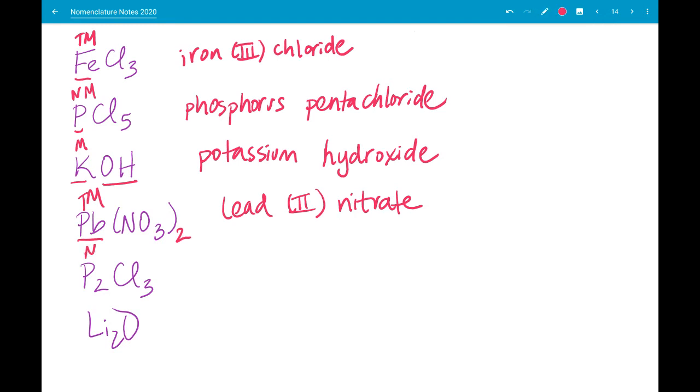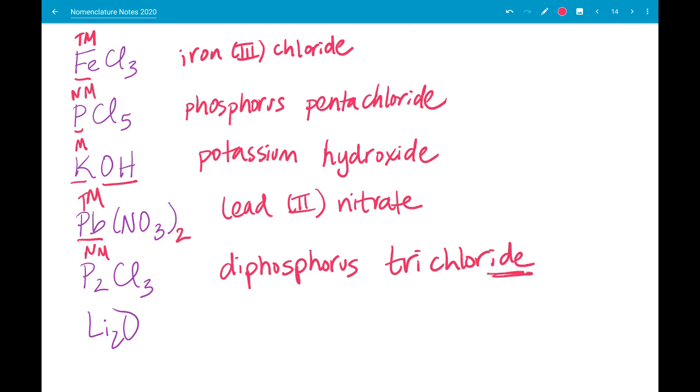Okay, next one, P. Oh, that's a nonmetal. So I need prefixes. Di means 2. So this is diphosphorus. 3 is trichloride. So you only change the ides on the second one with those covalent bonding guys. Then at Li2O, we have a metal. So nothing special about lithium. And then oxygen becomes oxide.